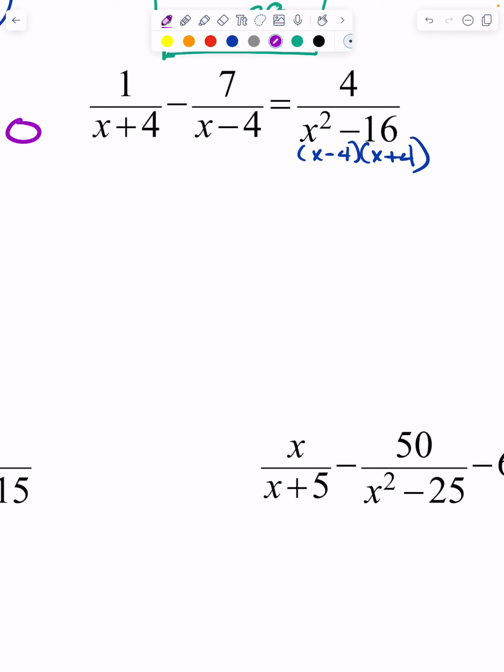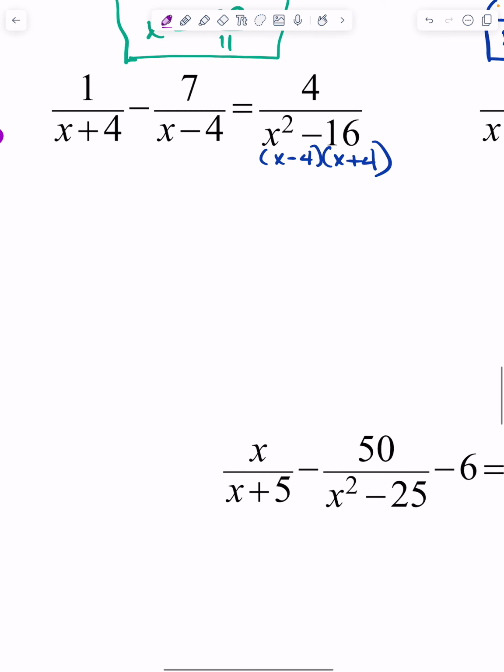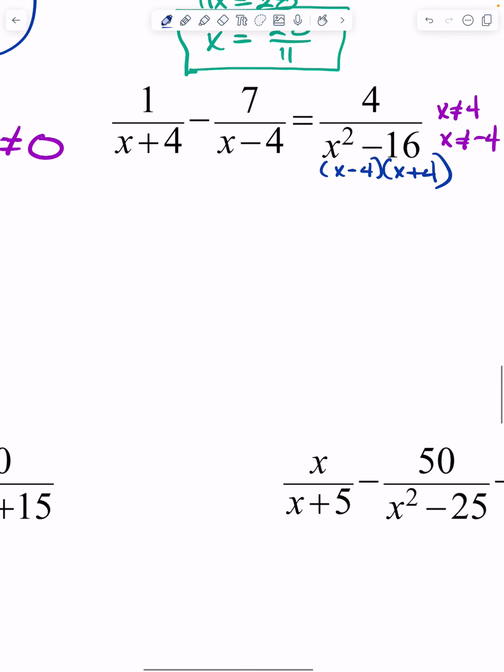Okay. So we know that x cannot be 4 and x cannot be negative 4. Both of those would give us a 0 in the denominator somewhere. So we're going to multiply everything by x minus 4 times x plus 4.